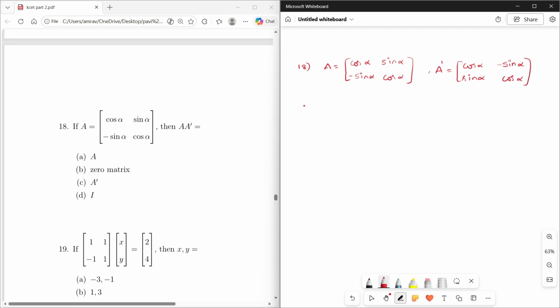So now taking the product of A and A transpose, this is equal to first row and first column. So multiply cos alpha into cos alpha will give you cos square alpha. Sin alpha into sin alpha will give you sin square alpha. Okay, done with the first element. Now moving on to first row, second column, cos alpha into minus sin alpha, minus cos alpha sin alpha, and sin alpha into cos alpha, plus sin alpha cos alpha.